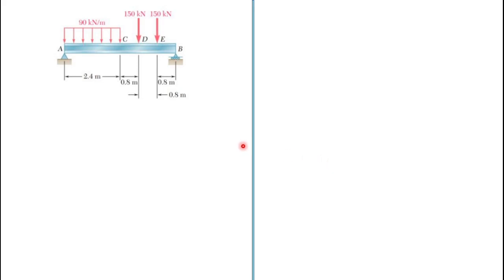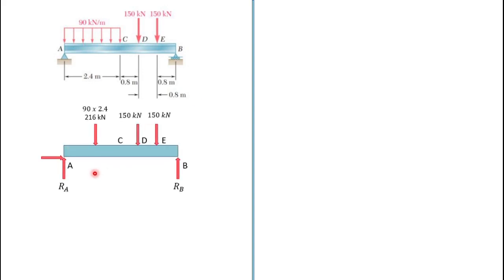To start our analysis, we need to determine the reaction force at A and B. Here, we draw the FBD, where it could be seen that at A it is a pin and at B it is a roller, so they have this kind of reactions. And the transverse load at C we could redraw into an equivalent force equal to 216 kilonewton.